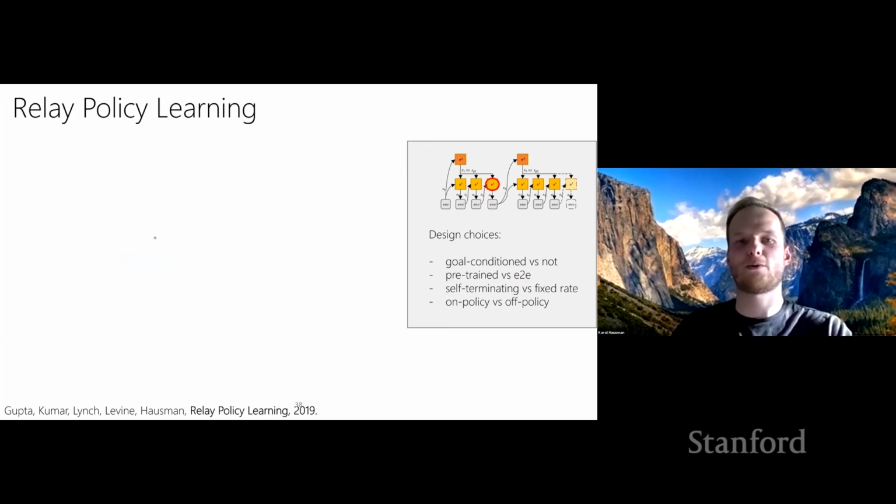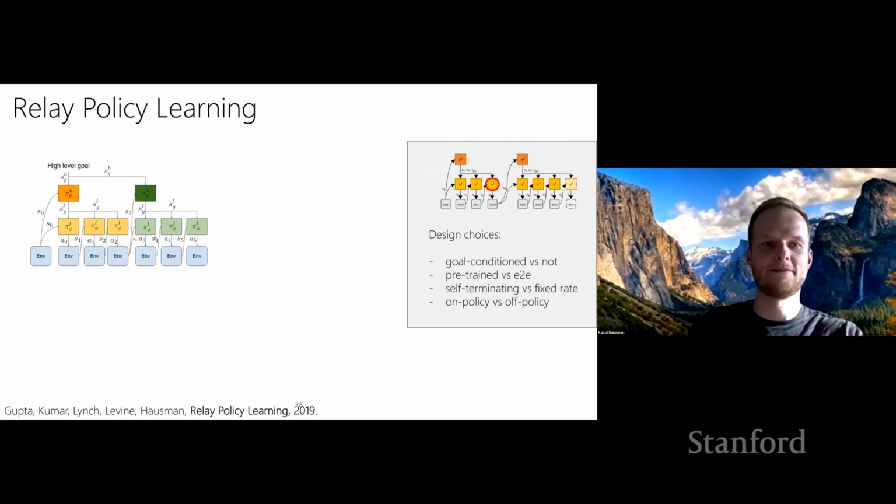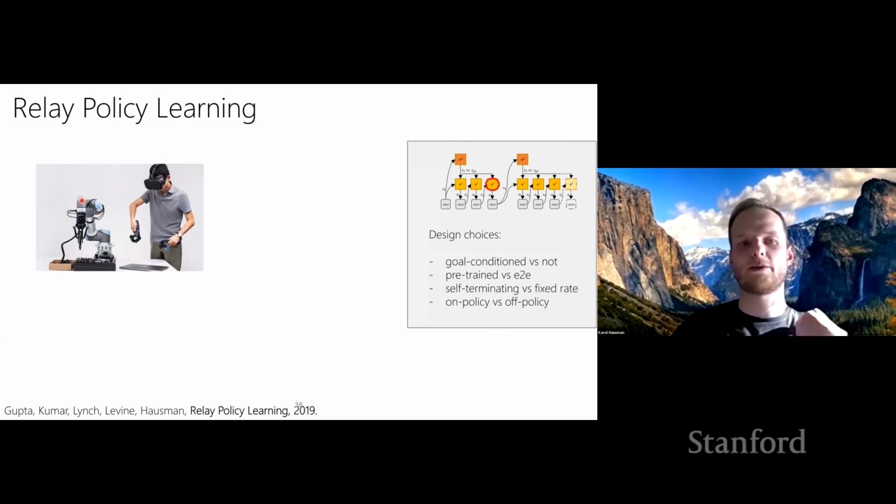All right, let's go over 2 more algorithms real quick. So first, let's talk about relay policy learning. This is an algorithm introduced by Abhishek Gupta et al. And here we have a diagram that looks very similar to the diagram that we see on the right, with one distinction, which is that the high-level policy is sending goal states as opposed to some high-level commands to the low-level policy.